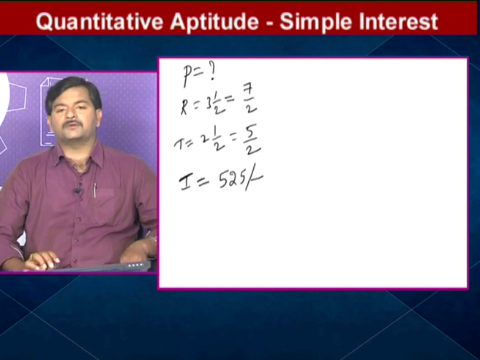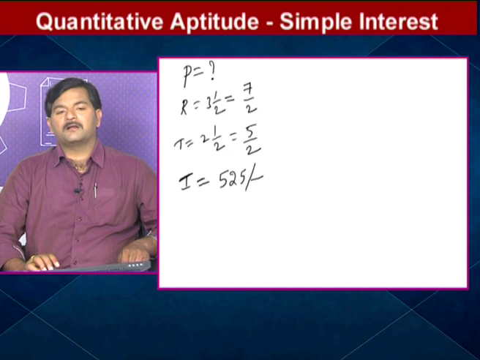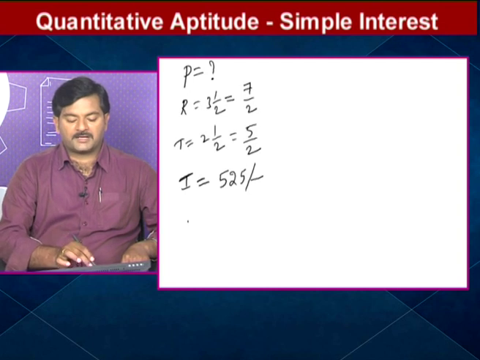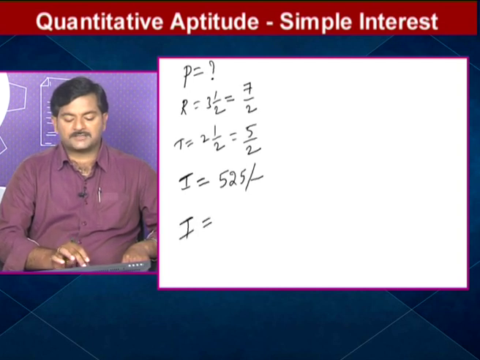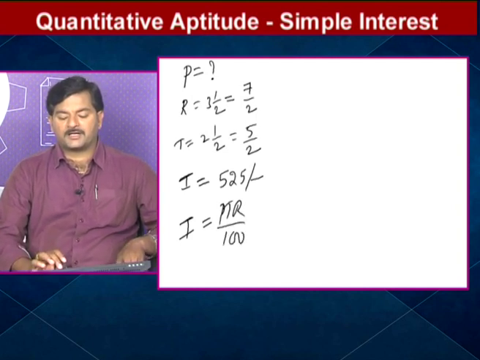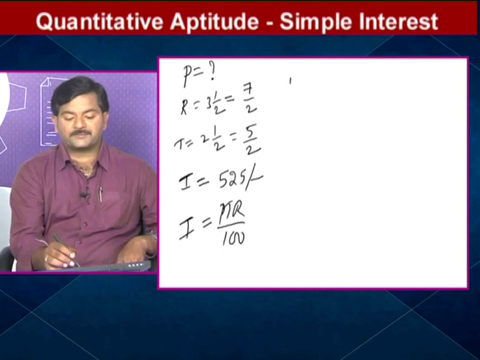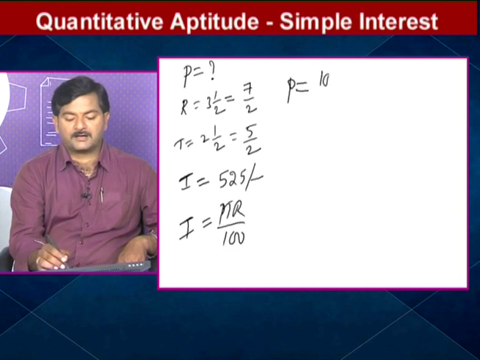I hope you understood what is given. The R value is given, T value is given, I value is given. Simply we have to find the P value. Again we have a formula. The formula is I is equal to PTR by 100. But here I need to find the P value. That's why if I make P the subject, P is equal to 100 into I, right?